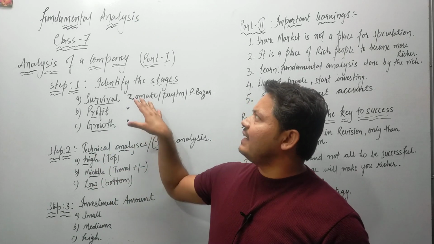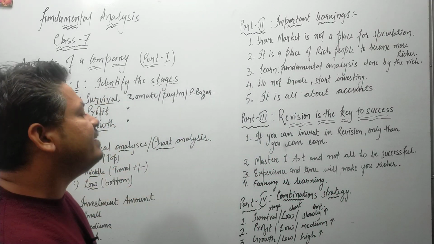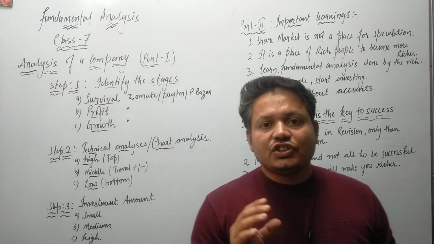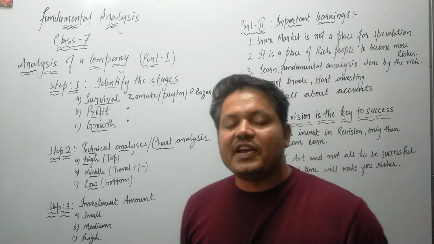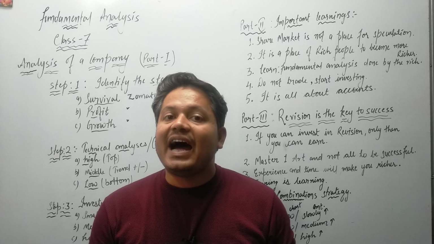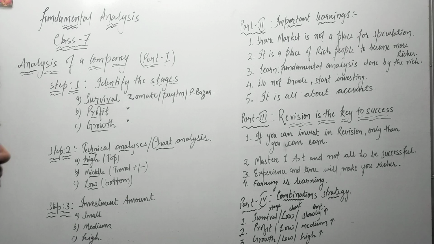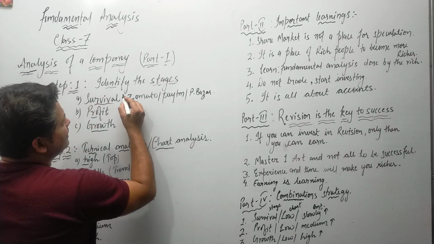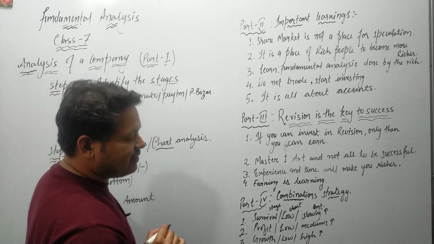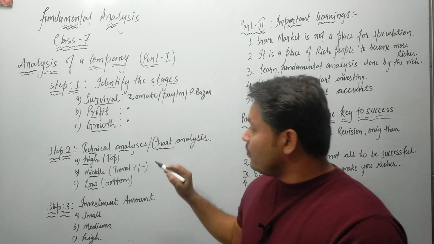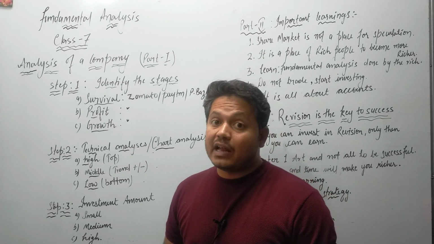Then after analyzing the stage of the company, we have to see technical analysis, that is the chart of the company. There are 3 stages again in the chart of the company. Let me take the marker and then I'll explain. Like survival, profit and growth in the fundamental analysis, we do top, middle, bottom in the chart analysis.